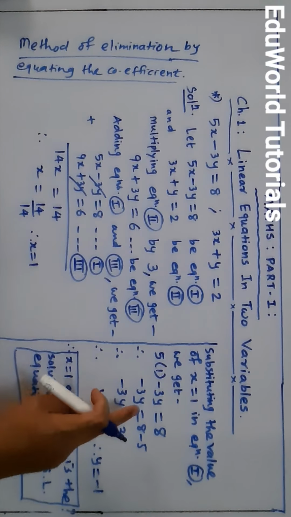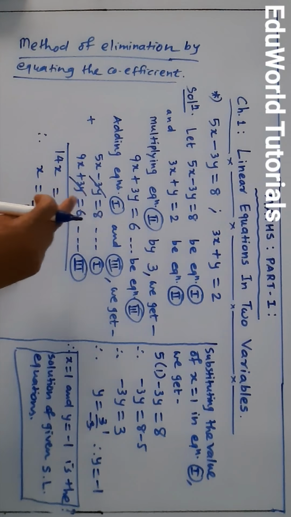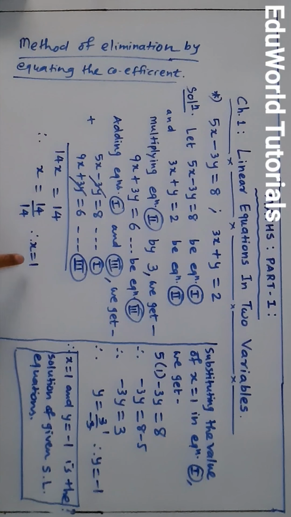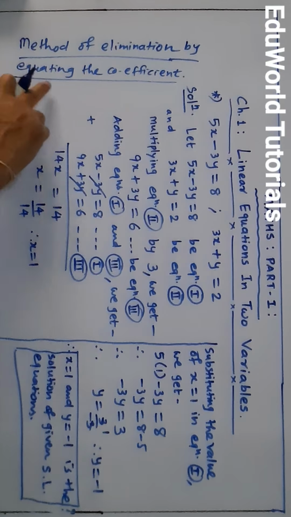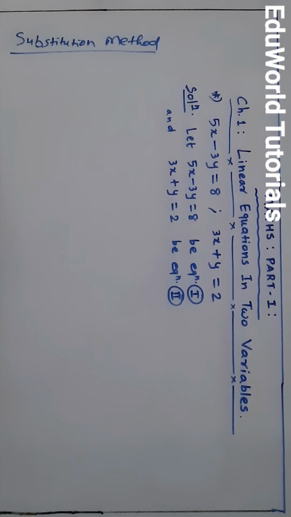So we added the equations and we got the variable y eliminated, and we got the value of x to be equal to 1. So this method is called the method of elimination by equating the coefficients. Now we are doing the second method, and that method is called the method of substitution.